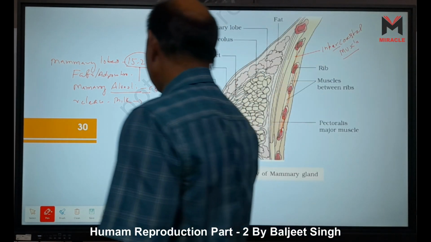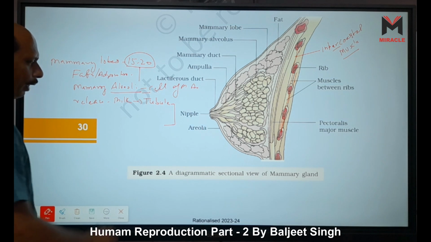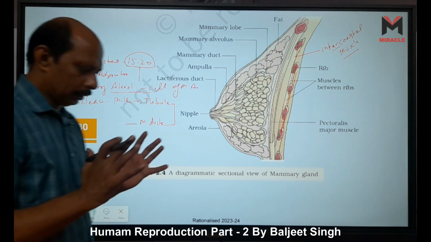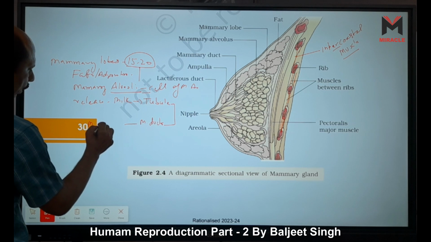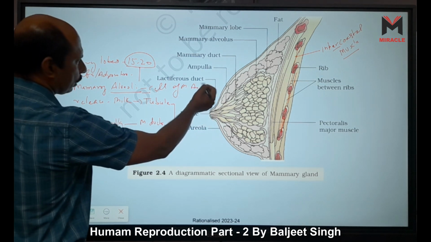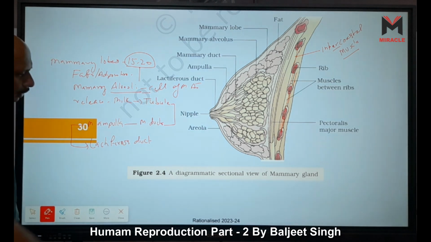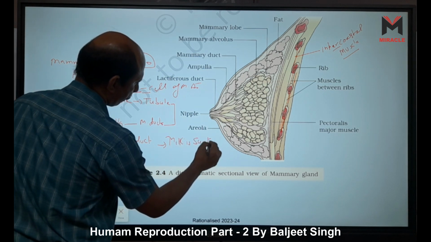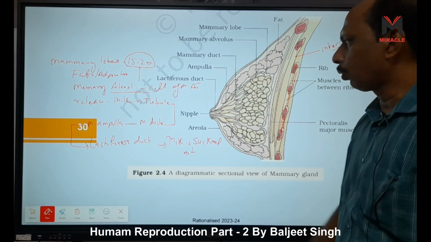Then what happens? It is transported to the tubules, mammary tubules. Many tubules open into the mammary ducts, right? And these ducts open into a sac-like structure in which this milk is stored, and it is called ampulla. We can say mammary ampulla, and these mammary ampulla open into the lactiferous duct. Through the lactiferous duct, milk is sucked out. That is the total route of milk, right?